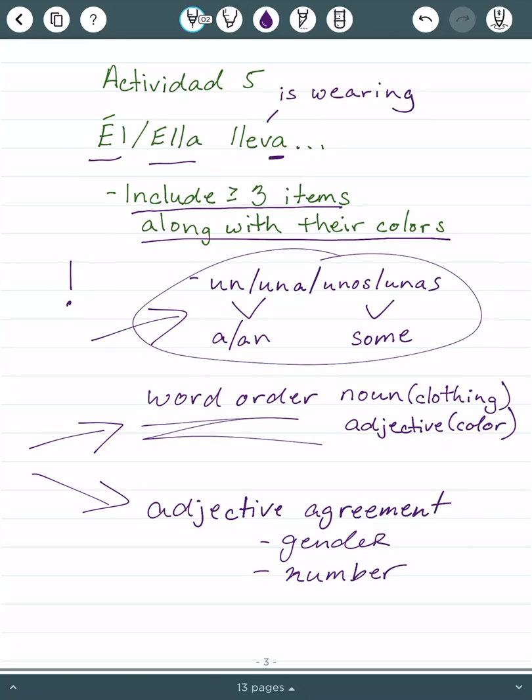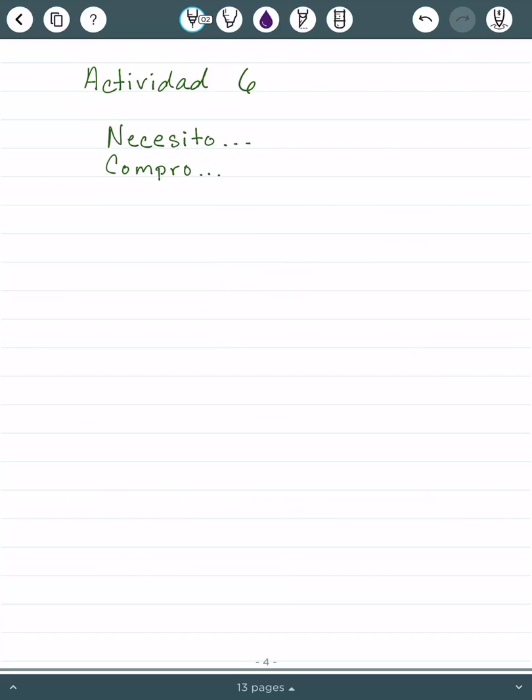And again, don't be afraid to make mistakes. That is actually a good thing. That is how you learn. So moving on to activity 6.